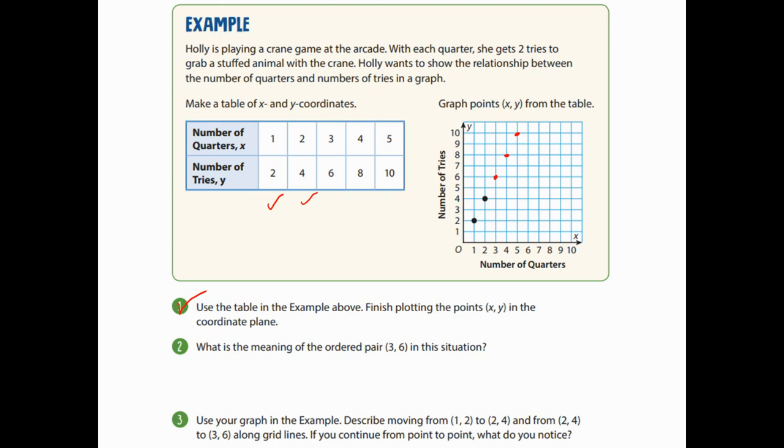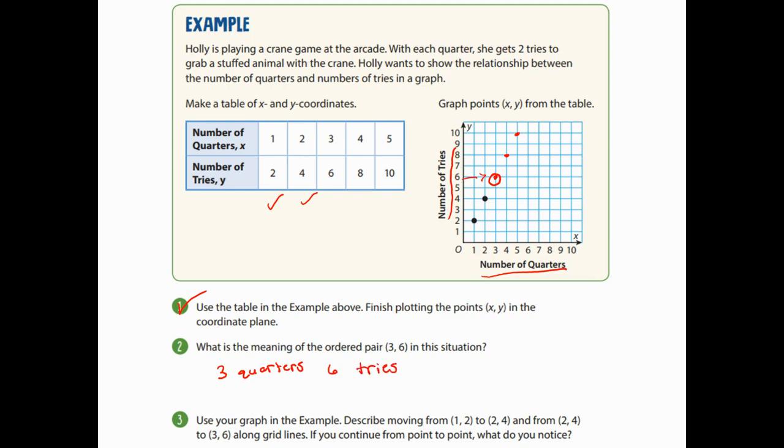What is the meaning of the ordered pair 3, 6 in this situation? So I'm going over 3. I am looking at this dot right here. So down here it says number of quarters, number of tries. So that says essentially if I have 3 quarters, how many tries do I get? Well, if I have 3 quarters here, it says the number of tries I get is going to be 6. So 3 quarters equals 6 tries.